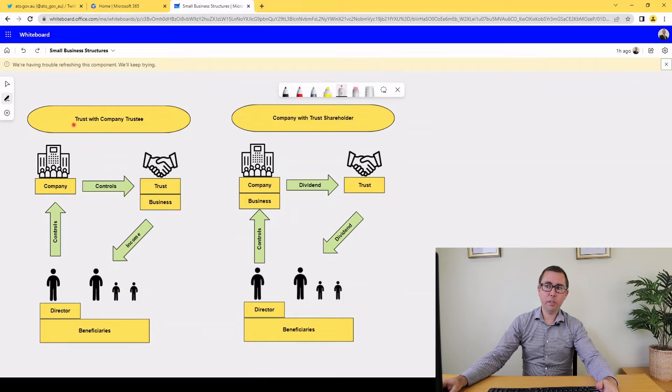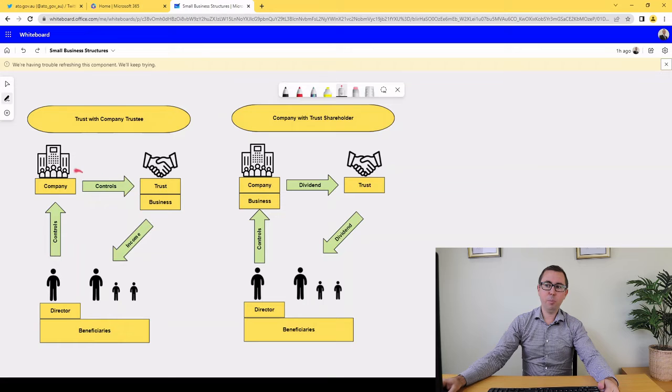Okay, so the first one is where you have a trust with a company trustee. So in this situation, the business is owned by a trust. Trust is basically an arrangement between two different parties. So you've got the trustee. In this situation, the company controls the trust. That's the trustee. Then they do that for the benefit of these beneficiaries, which is usually yourself down here.